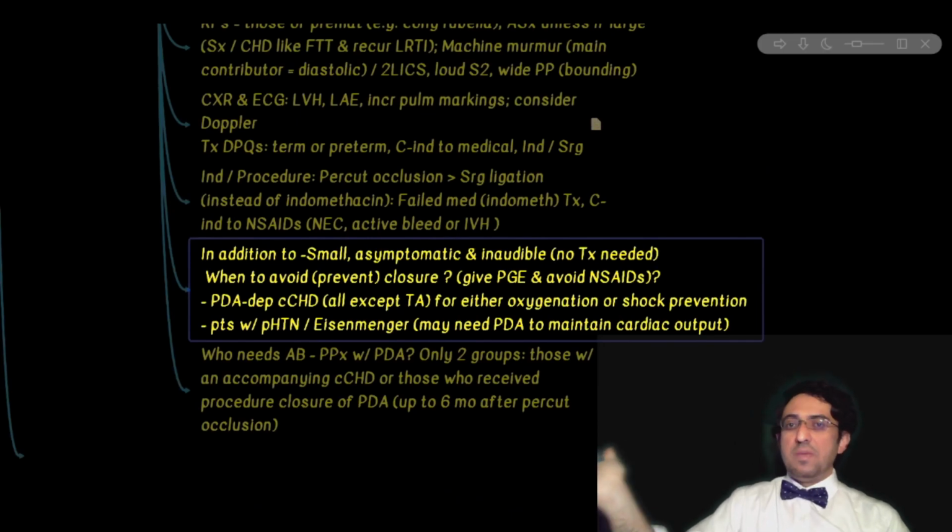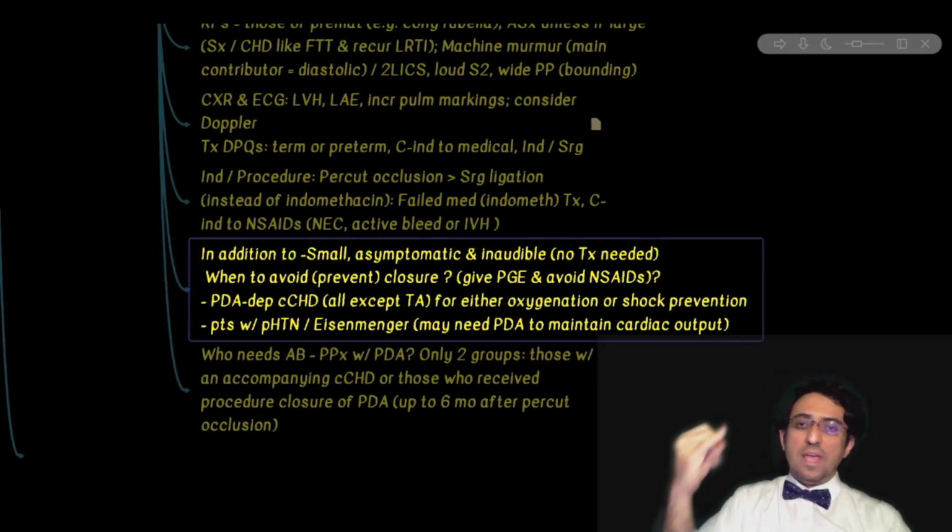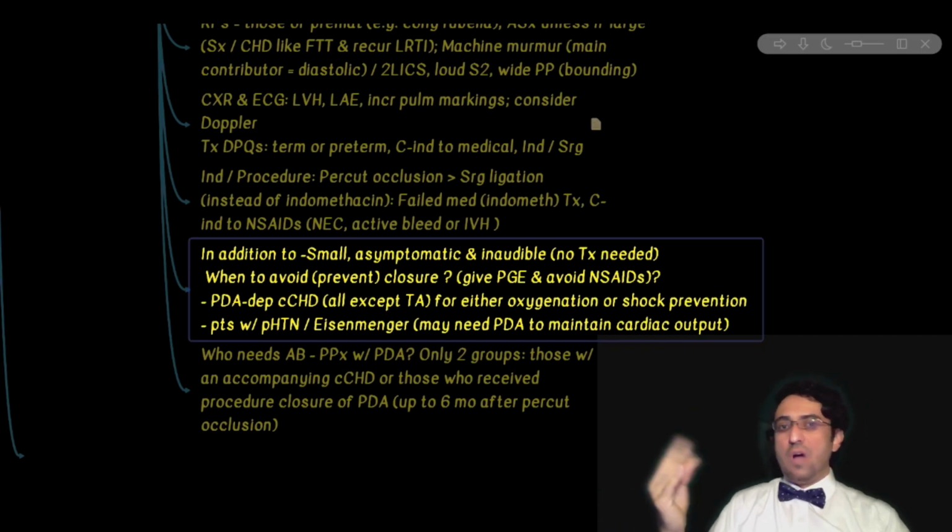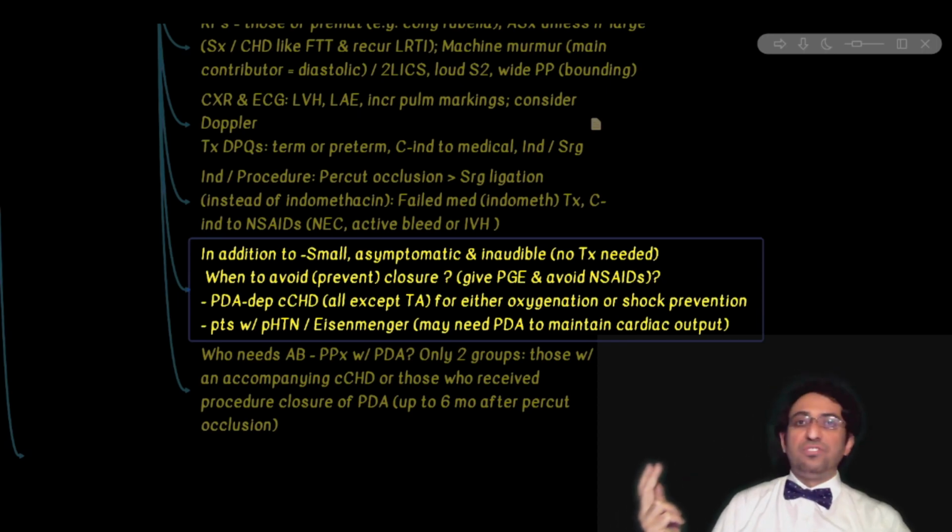And by that I mean when PDA is small or asymptomatic, or if there is no audible murmurs, usually no treatments are needed, as most of them will resolve or will be considered of minimal significance. Second is when either the hemodynamic or oxygenation of the neonate depends on the patency of the PDA due to presence of some form of secondary cyanotic congenital heart diseases.